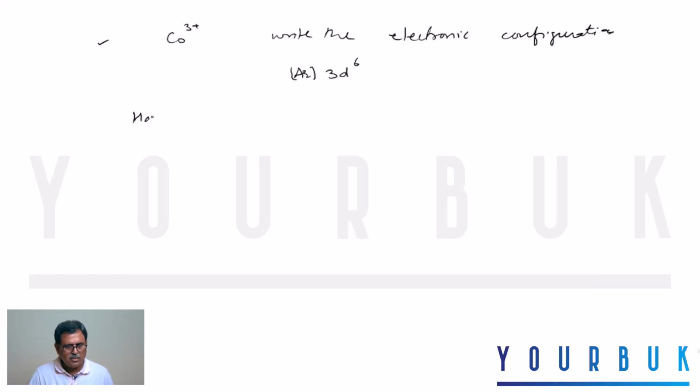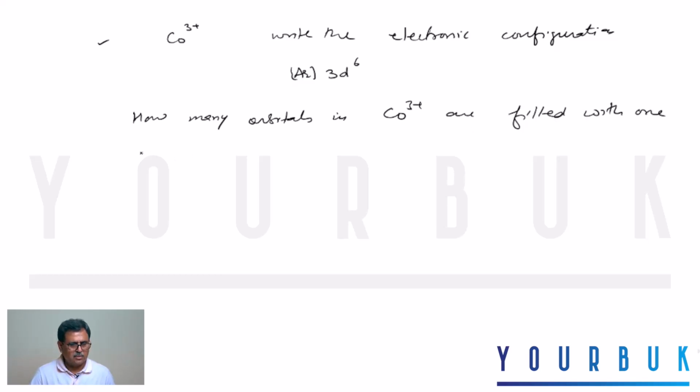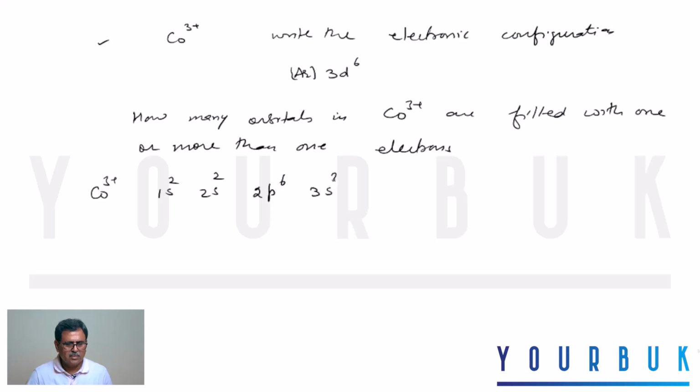But when we frame the question from the NEET exam point of view, we frame the question like this: how many orbitals in cobalt 3+ are filled with 1 or more than 1 electron? So in this case, you have to write the expanded electronic configuration of cobalt 3+ like this. It's 1s2, 2s2, 2p6, then we write 3s2, then we write 3p6, and then we write 3d6.